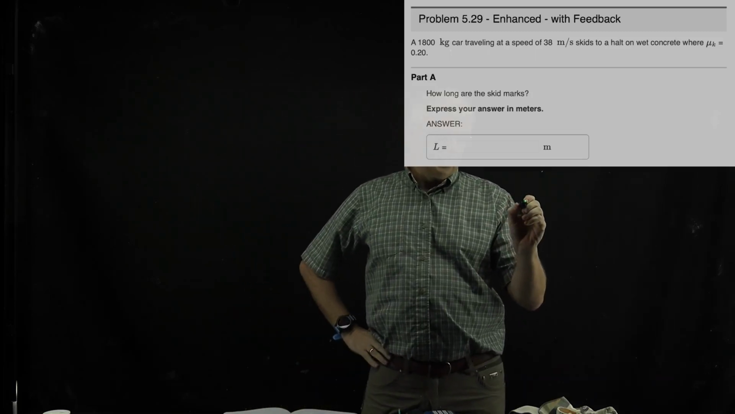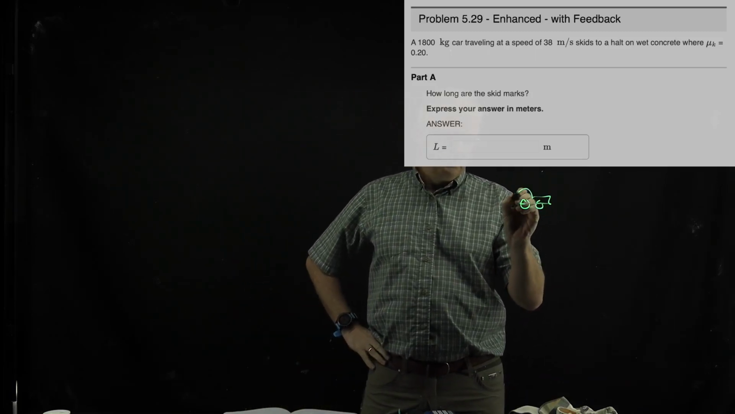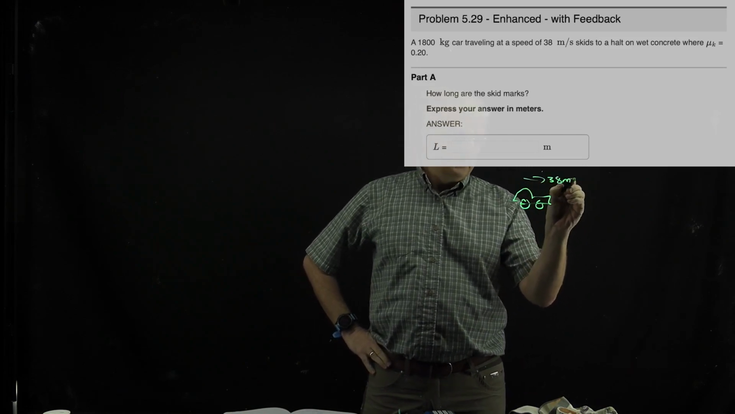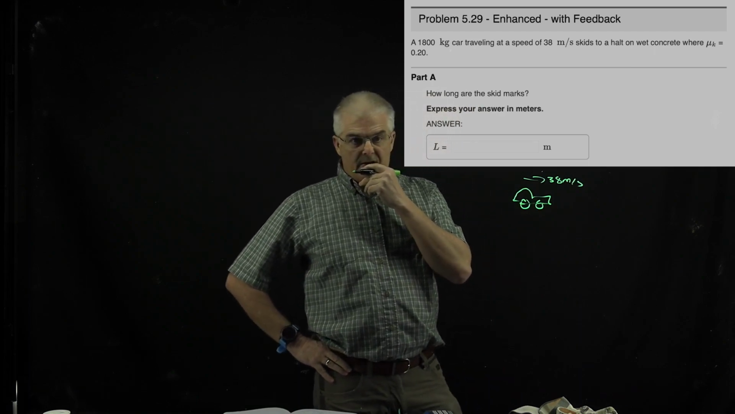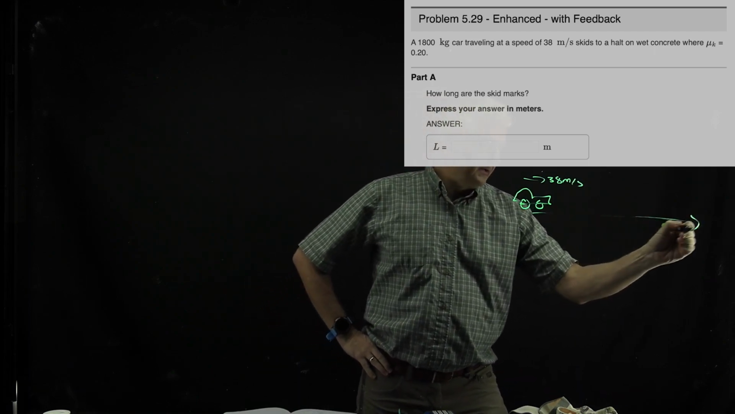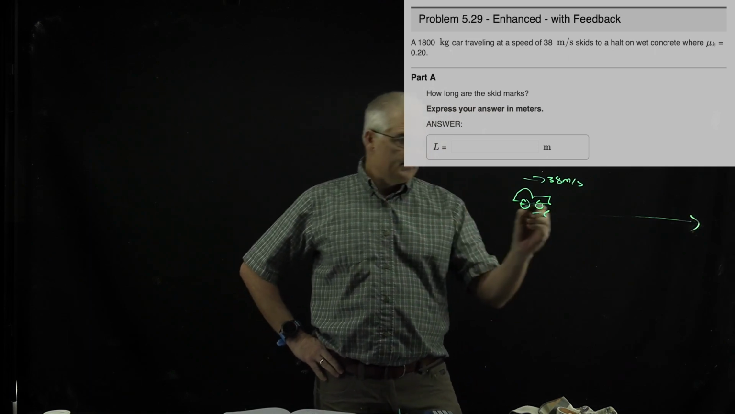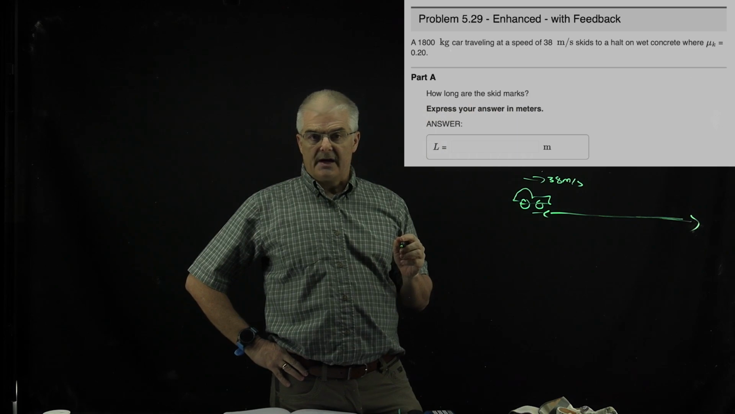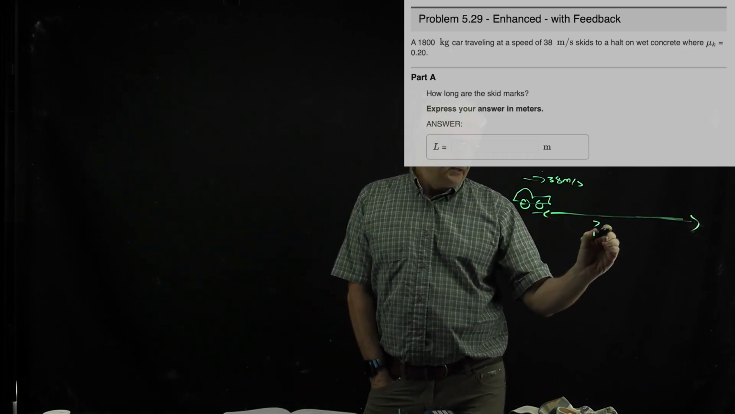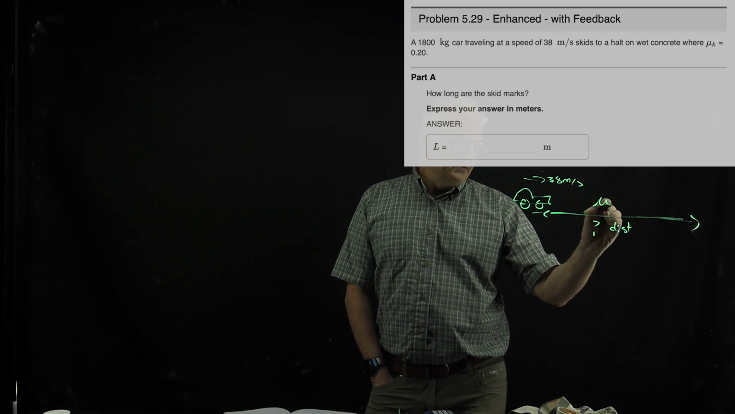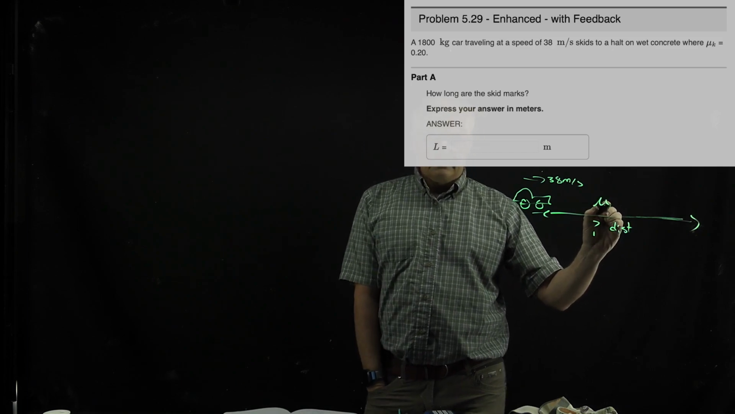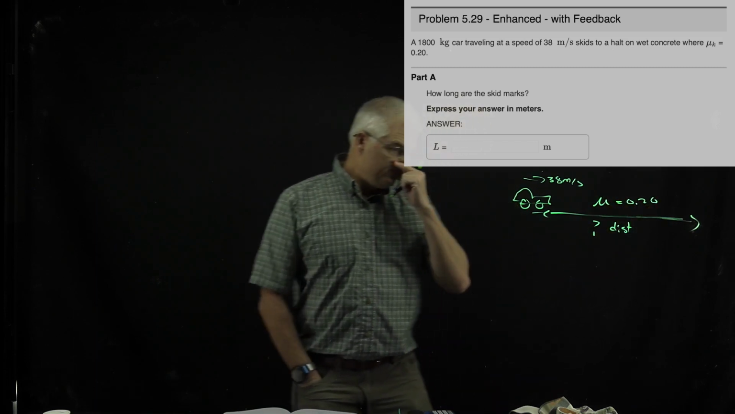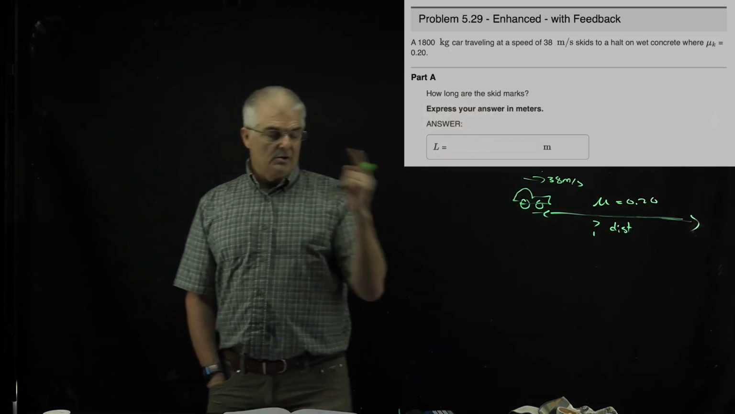All right, we got this car, and it's traveling with a speed of 38 meters per second, and it skids on concrete. The question is, how far does it go? Distance. And we know that the mu of the kinetic friction is 0.20. Okay? So the question is, how far does it go?